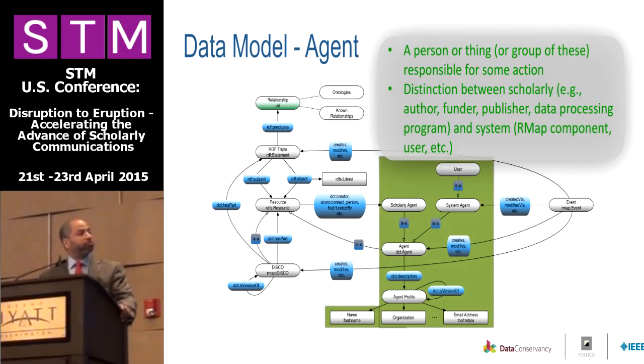An agent is a person or a thing who's responsible for performing some action. That action could be in the scholarly realm, and we treat that separately. That's a scholarly agent. Or it could be an agent who's doing something in the RMAP system itself, and we call that a system agent. We currently make a distinction between those, but over time, hopefully, there will be some overlap between those system and scholarly agents.